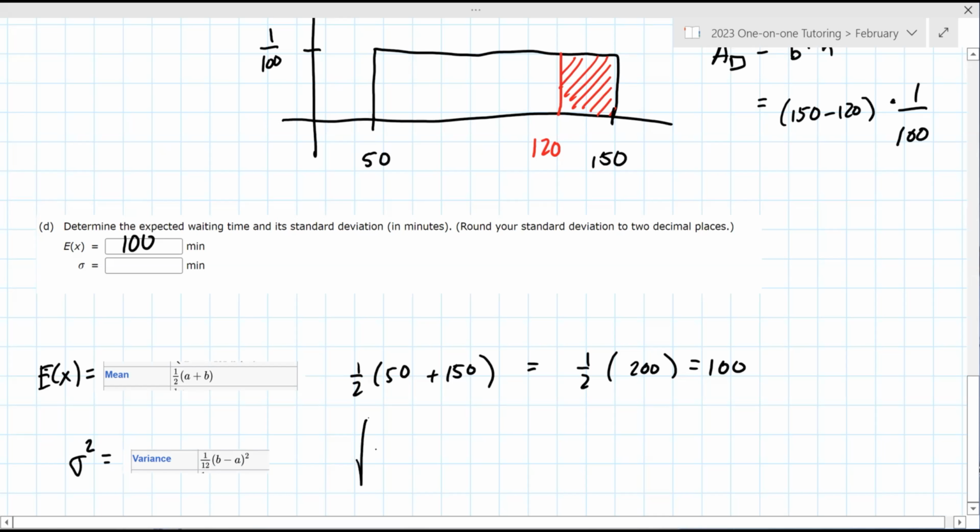So we're going to take the square root of 1/12 (b minus a) squared, which is 150 minus 50, squared.